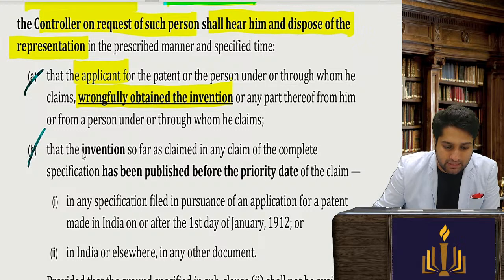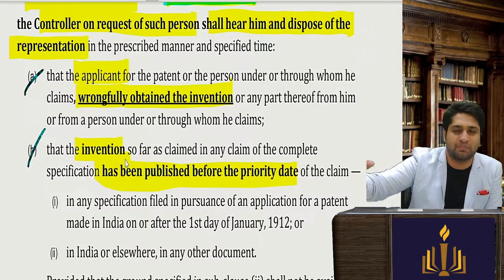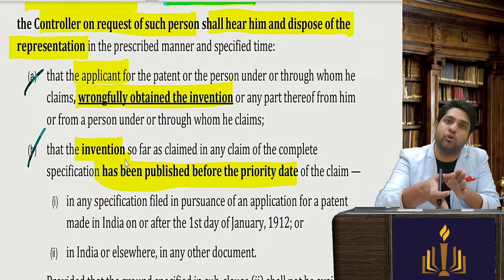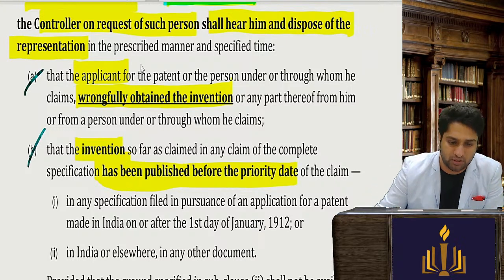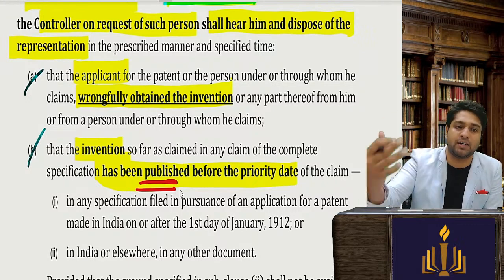So that can be a proper ground for opposing the patent. Second, the invention has been published before the priority date. Remember that when we file a provisional patent, we file it and get a priority date. But if someone proves that even before this date, it was already published, then obviously the grant of patent will not be there because it's already prior knowledge.